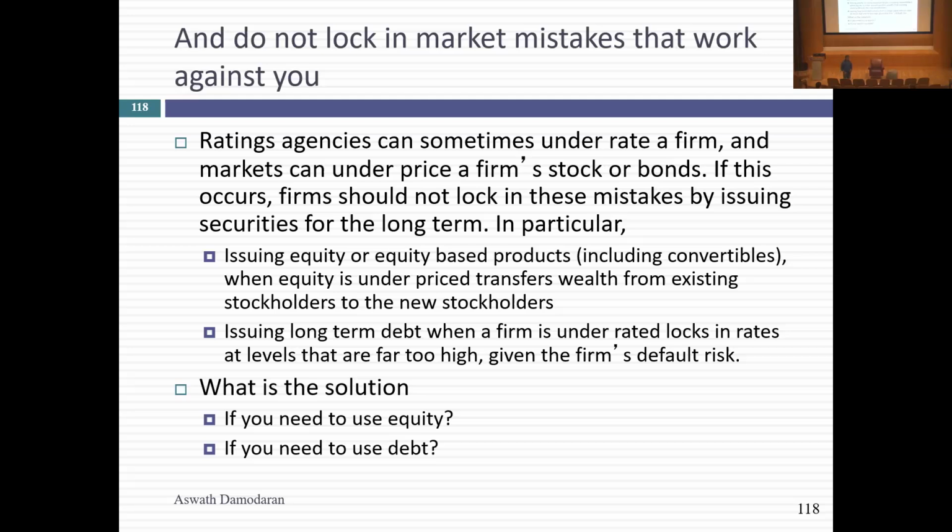It's actually interesting if you think, I mean, this is true for bonds. Is it also true in equity markets? If a stock is tremendously overpriced, you're going to be tempted to go out and raise as much as you can.